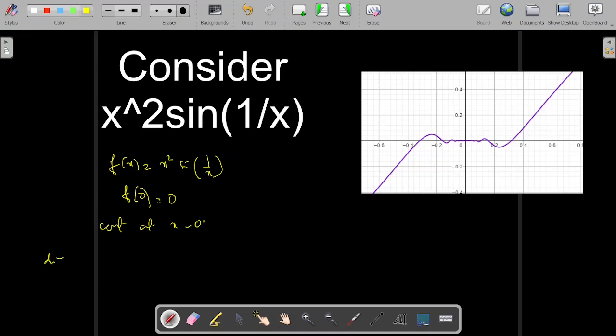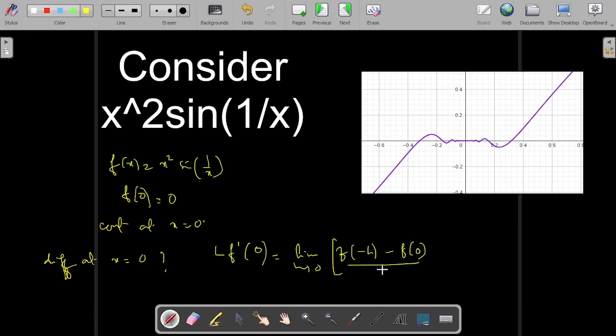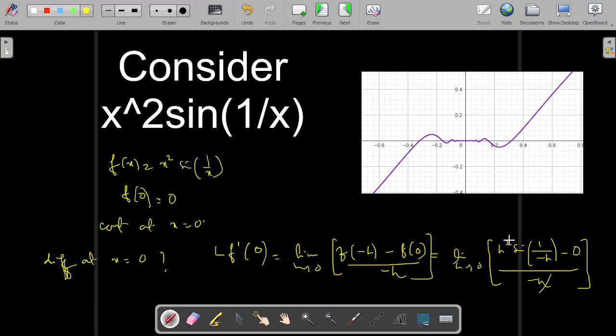Now what about differentiability at x equal to 0? So you check left hand derivative, same as before, limit h tends to 0, f of 0 minus h, I'll write directly f of 0 by minus h. So this is equal to limit h tends to 0, f of minus h, replace x by minus h whole square is h square into sine of 1 by minus h minus f of 0 is 0 divided by minus h. So one h cancels.